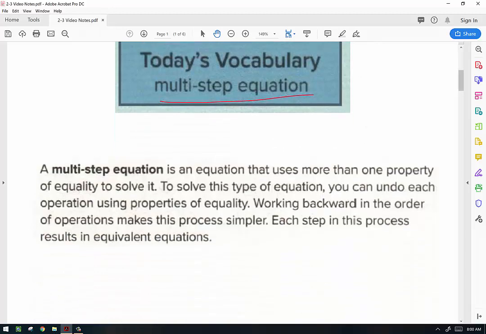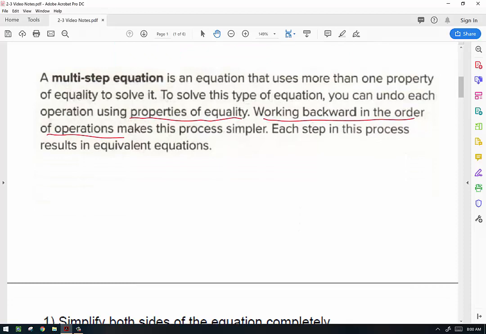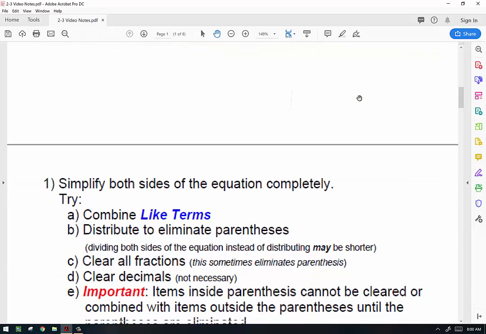Right here, we have a definition for multi-step equation: it uses more than one property of equality to solve it. For this type of equation, you can undo each operation using properties of equality, working backwards in the order of operations. That's actually key right there. Working backwards in the order of operations makes that process a little bit simpler. Each step results in equivalent equations.